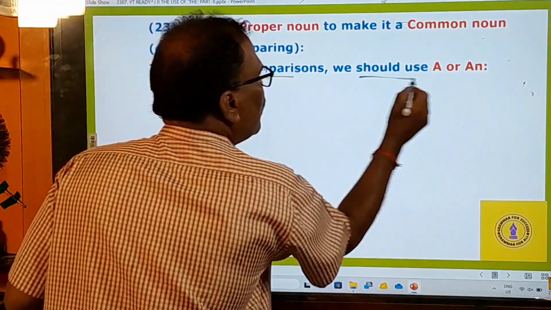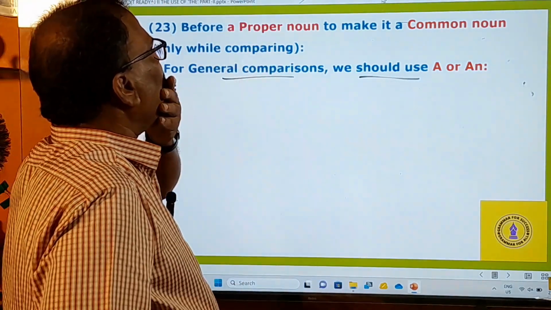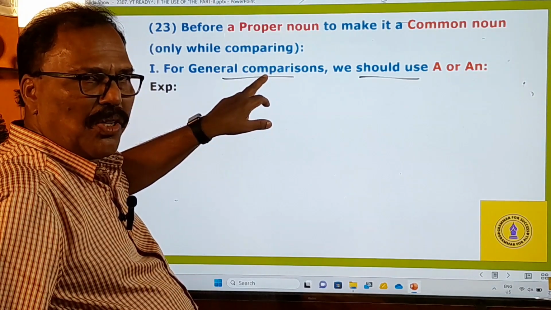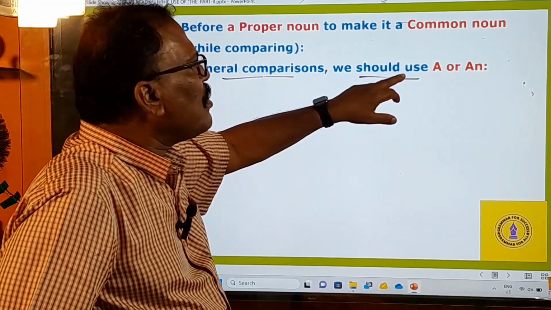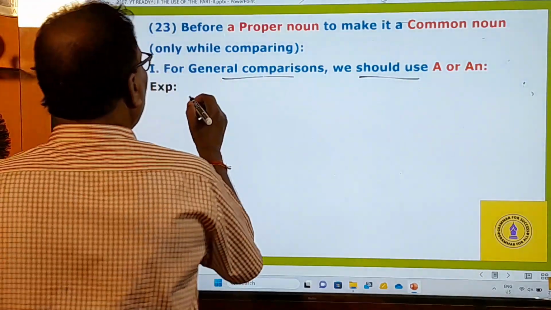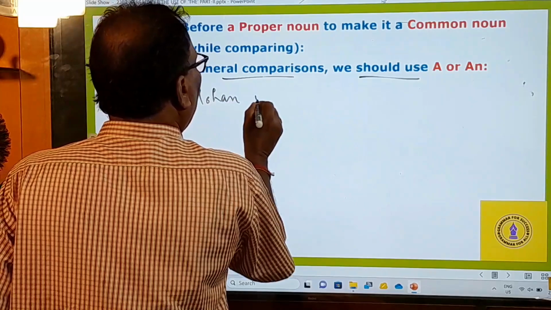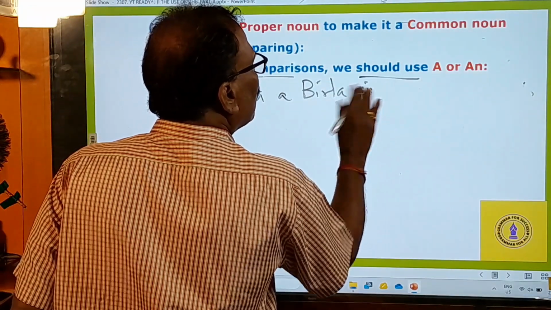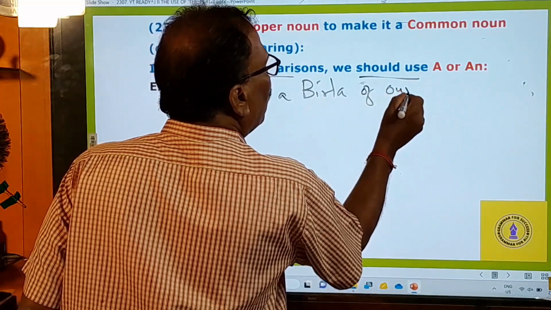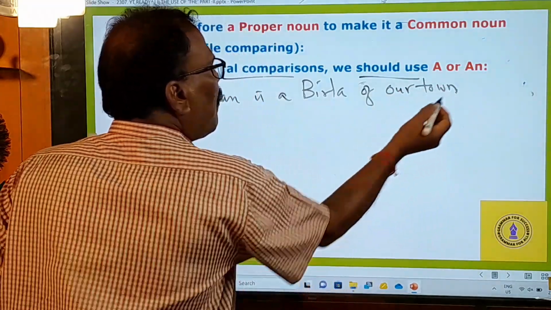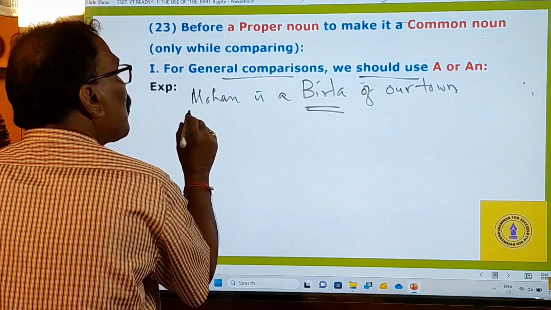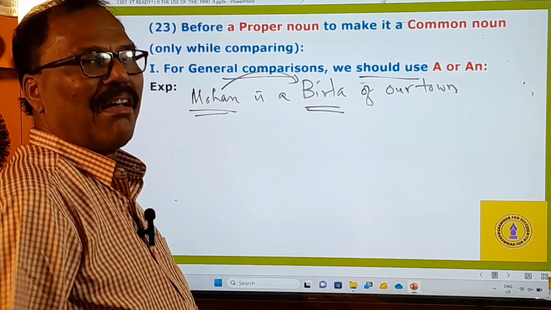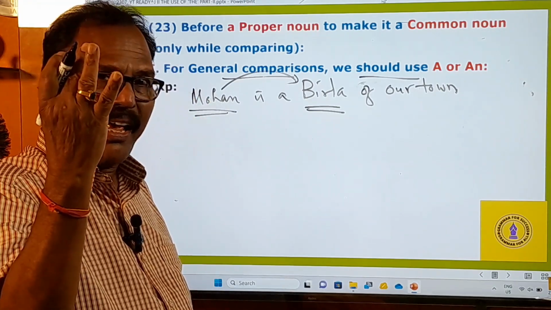For general comparisons, we generally use an article before a proper noun only during comparisons. That's all. For general comparison, we should use a or an. For example, our good friend Mohan. Mohan is a Birla of our town. That means you are comparing Mohan with Birla. Birla is a rich man.